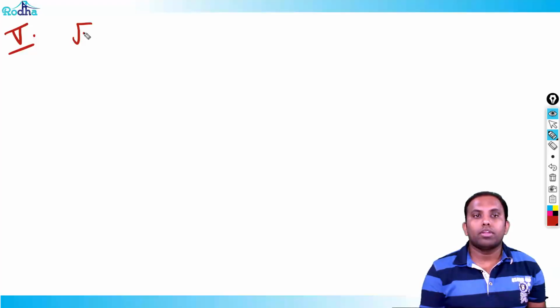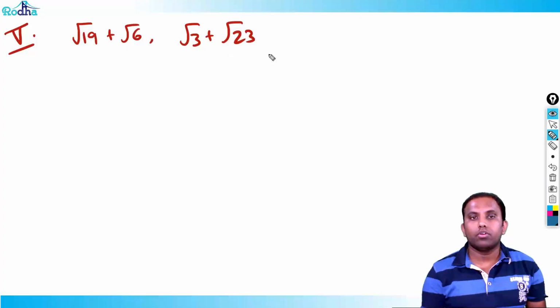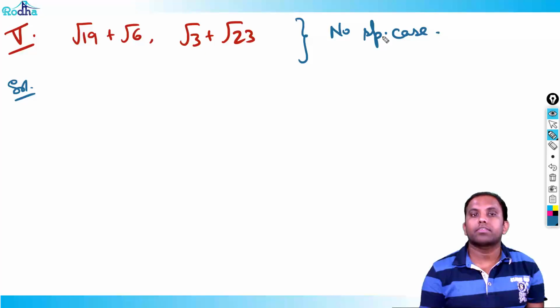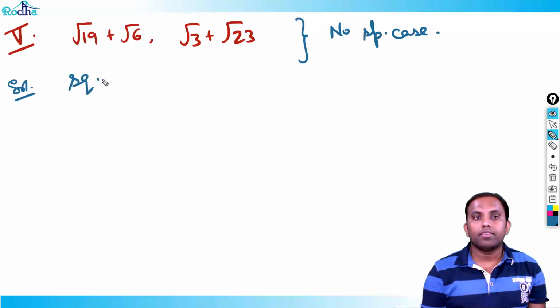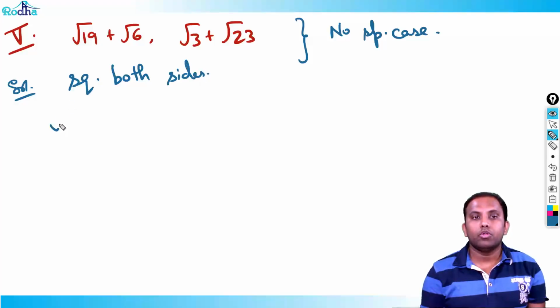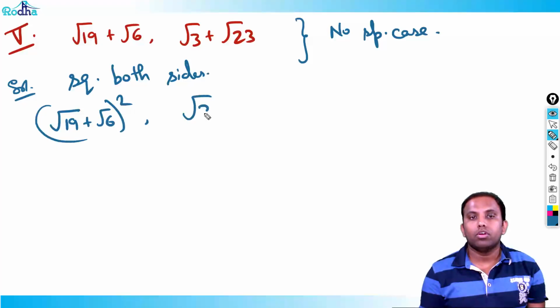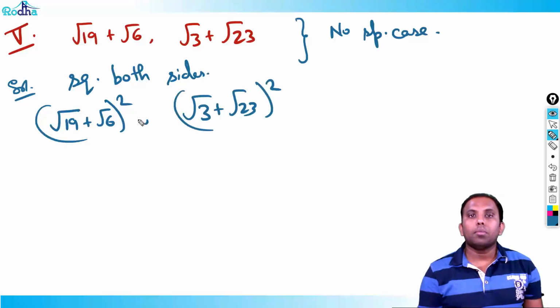Like for example, root 19 plus root 6 and root 3 plus root 23. Neither the sum is constant, nor the difference is constant. So in this kind of case, how to solve? This is a general case, when there is no special case. So what to do? In this case, square both sides. That means you take the square of root 19 plus root 6 and the square of root 3 plus root 23.